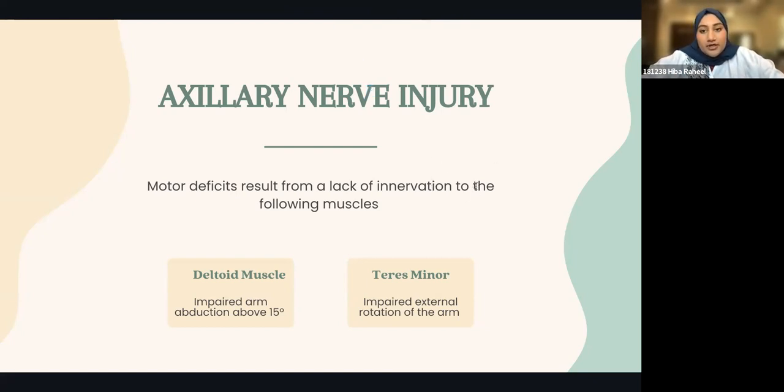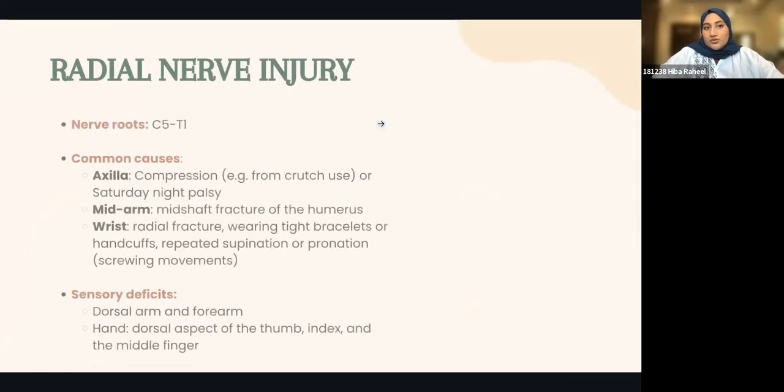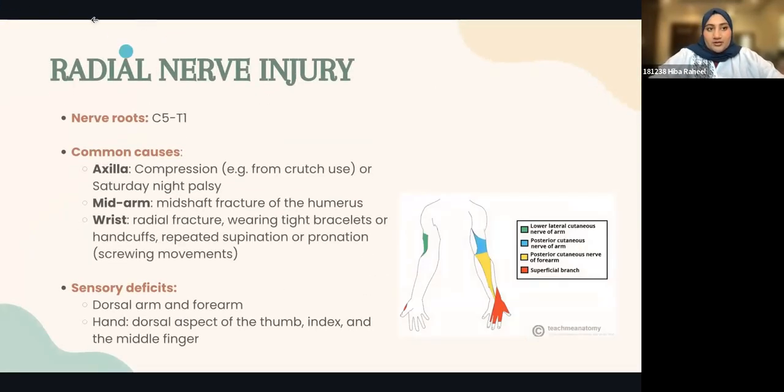We will get to the painful arc syndrome, and it's not because of either. It's actually because of something else, the third muscle. It's because of the supraspinatus muscle. It's called supraspinatus tendinitis. We'll get to that shortly. All right, let's move ahead to the radial nerve injury.